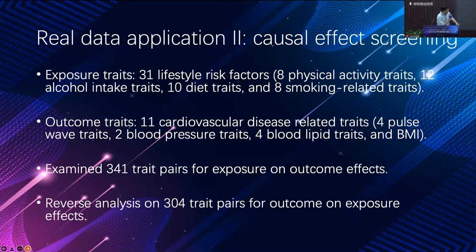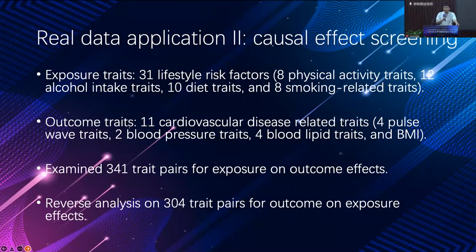We first examined the 341 trait pairs for the exposure-on-outcome effects. That means we treat the exposure traits as the exposure and the outcome traits as the outcome. We also conduct the reverse analysis. That means we treat the exposure traits as the outcome traits and the outcome traits as the exposure traits. For the reverse analysis, the number of trait pairs is 304, which is less than 341.